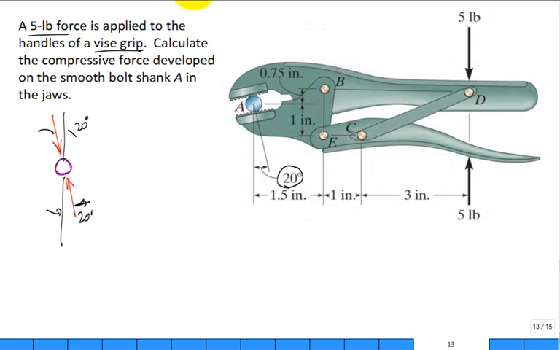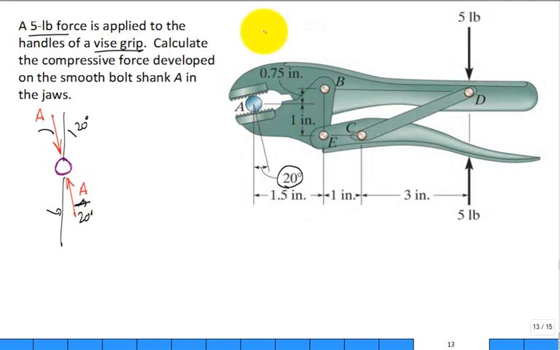Okay, what is the magnitude of that force? You just call it A. It's the same on both sides. The little bolt is feeling compression from the jaws. Okay, that's one free body diagram.